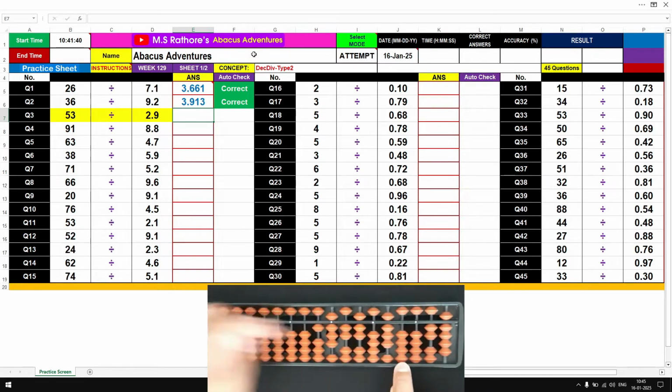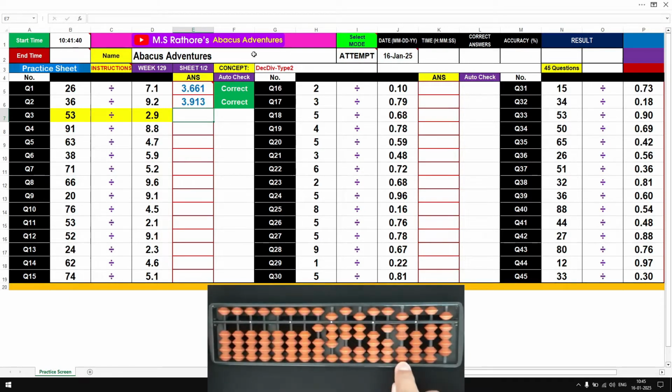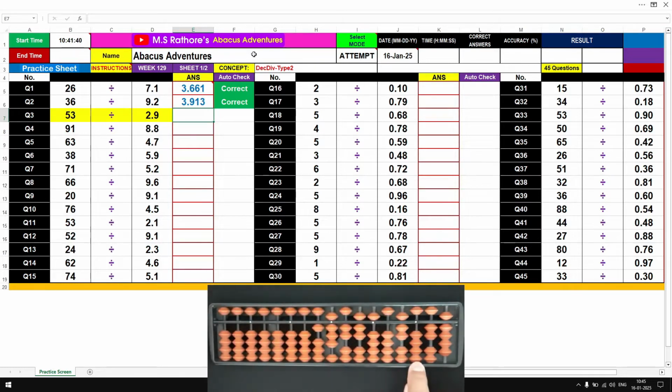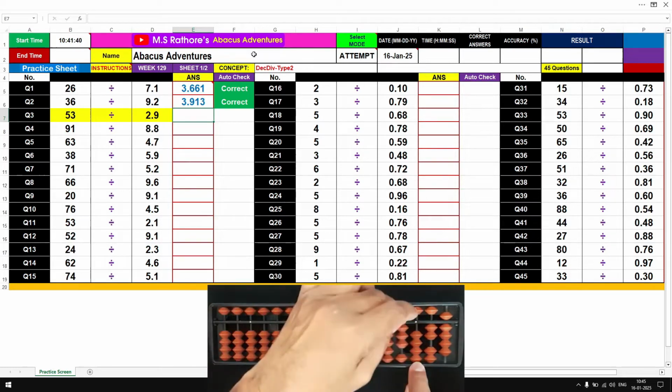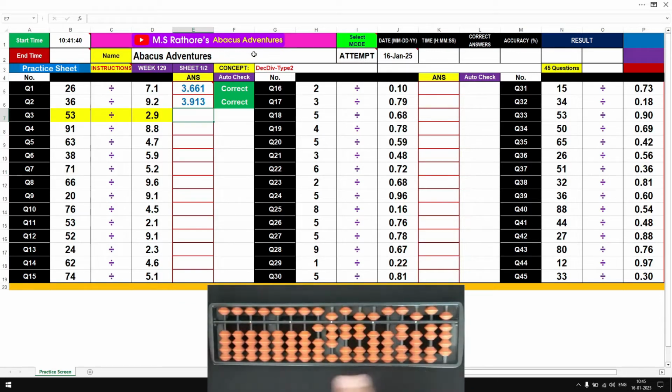9 7s are 63. One more round left. 2 5s are 10, shifted. 9 5s are minus 45, and our sum is over. The answer is 18.275.